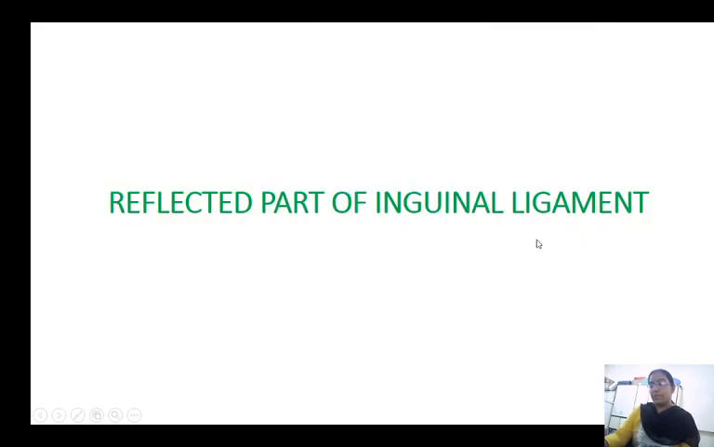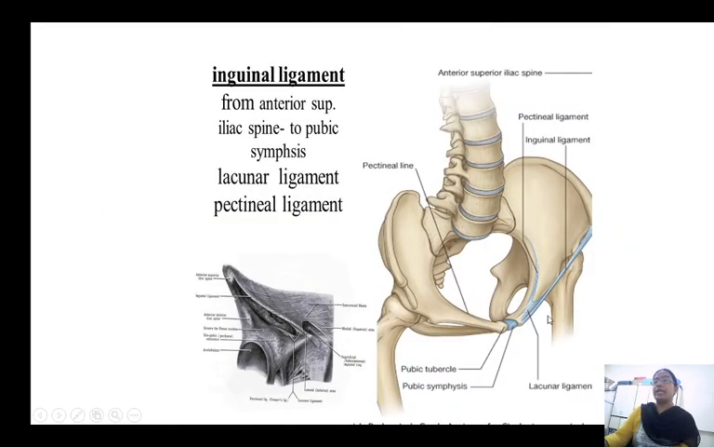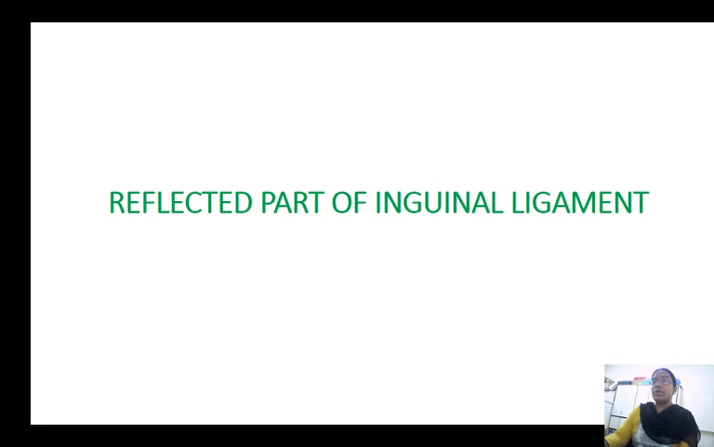So this is the reflected part of the inguinal ligament. We have seen that the inguinal ligament is about 10 to 14 centimeters in length, extending from the anterior superior iliac spine to the pubic tubercle. If this is the inguinal ligament, what is the reflected part of the inguinal ligament?